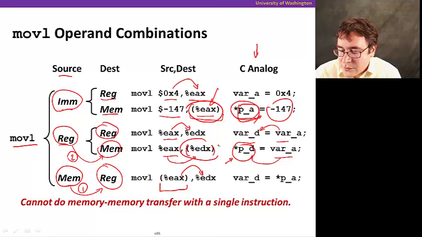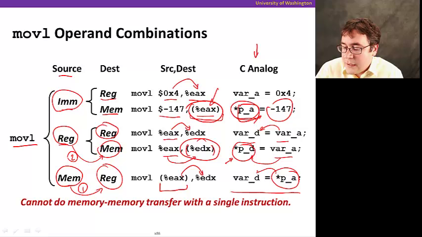And finally, in this last example, what we're doing is loading data. We're loading data from memory, so we have a pointer on the right-hand side, into a register, and in this case var D happens to be mapped to a register.